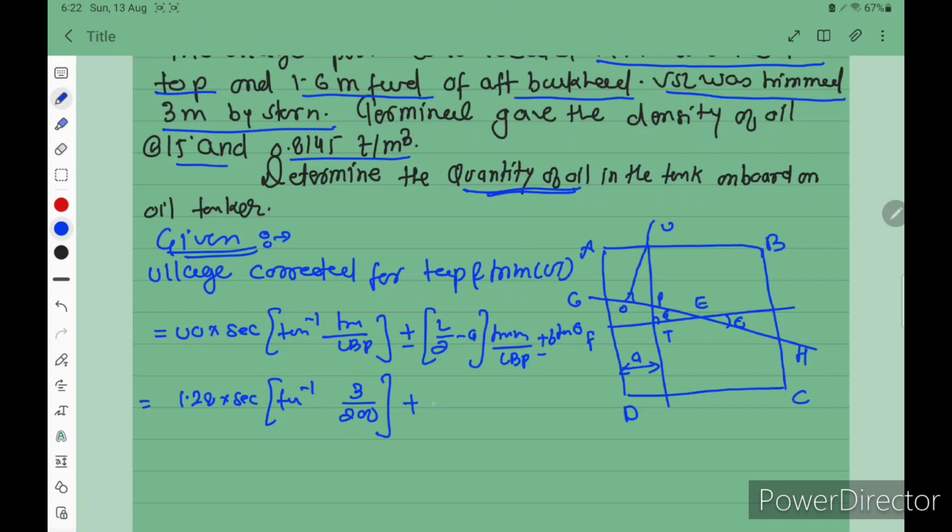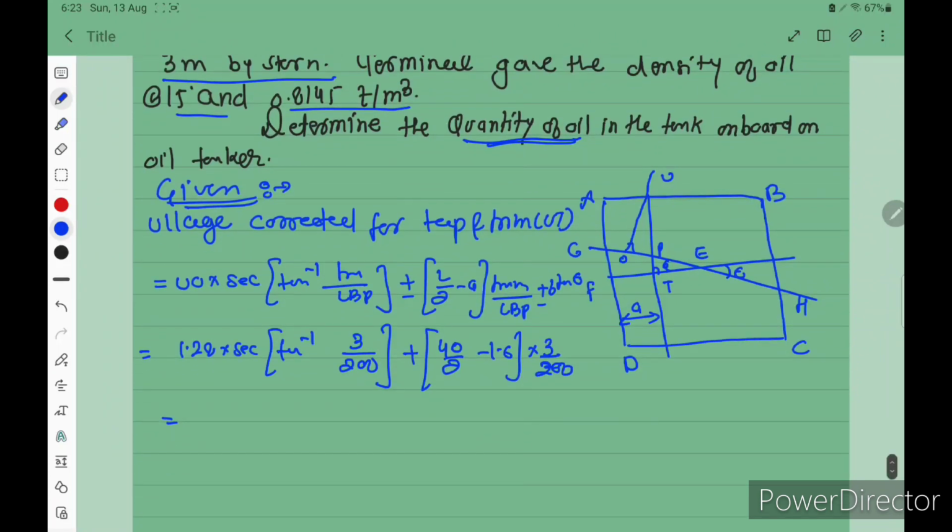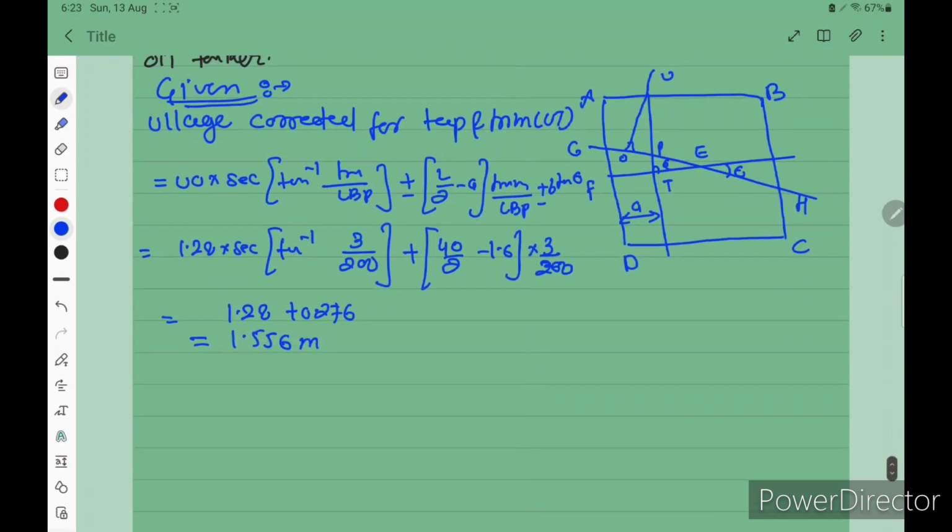The trim is by the stern and the ullage port location is also on the aft side. So plus 40 divided by 2 minus 1.6 into trim divided by LBP. We don't have a list, so there is no need for the list term. So 1.28 plus 0.276 is equal to 1.556, the corrected ullage.